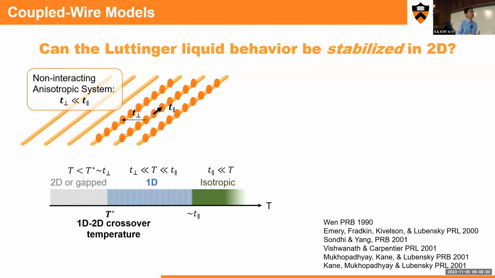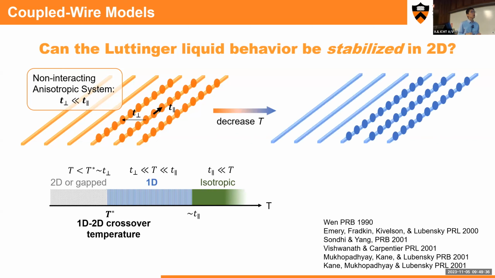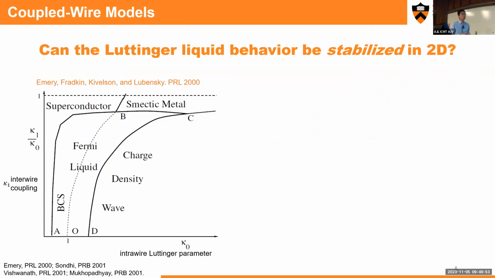A simple understanding is that everything will get correlated, and electron interaction will lead to a two-dimensional situation or a gapped state. Is it possible that we really push this T star, the so-called crossover temperature, down to 0? This is a very interesting question that was proposed.